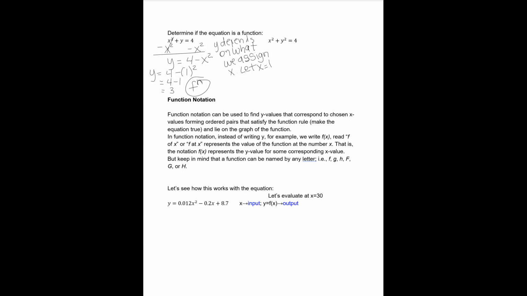Now when we go over here, we're going to do the same thing. We're going to solve for y, starting the exact same way. We're going to subtract x squared on both sides, and these cancel. So we're going to have y squared equals 4 minus x squared.